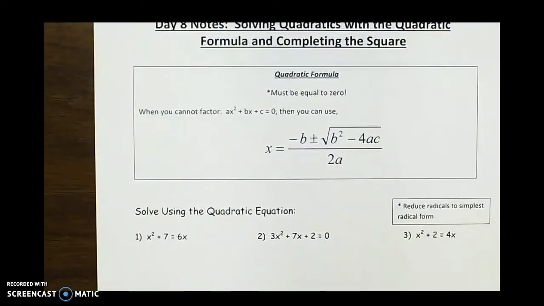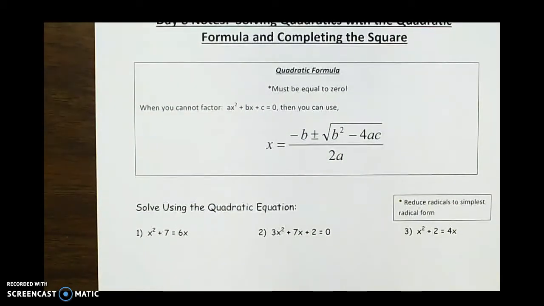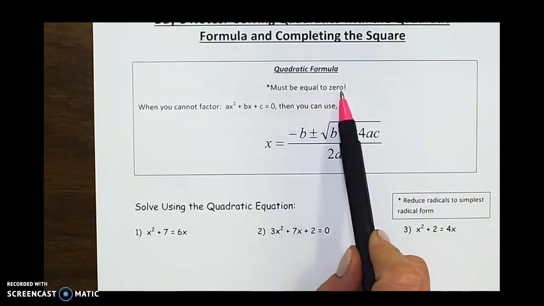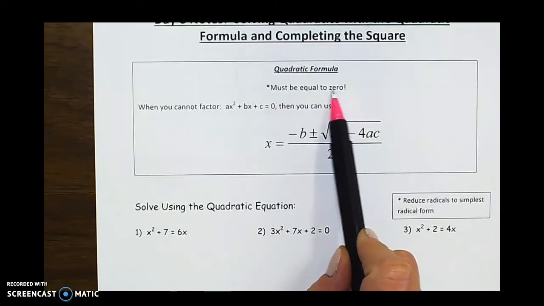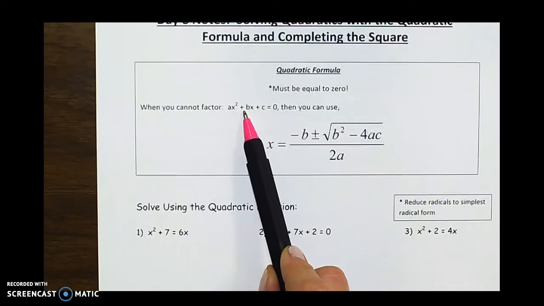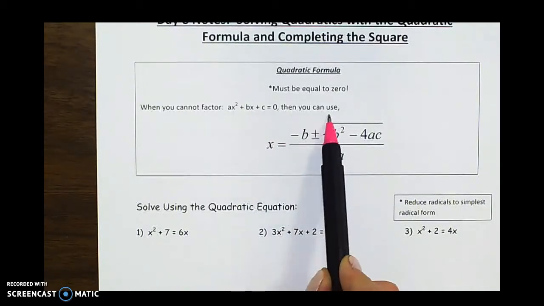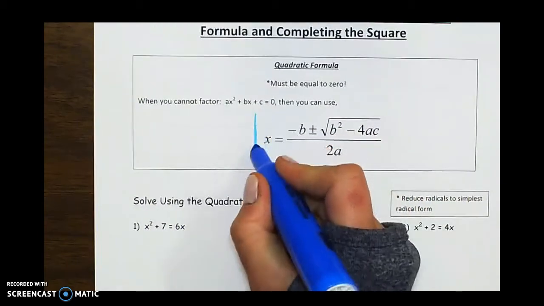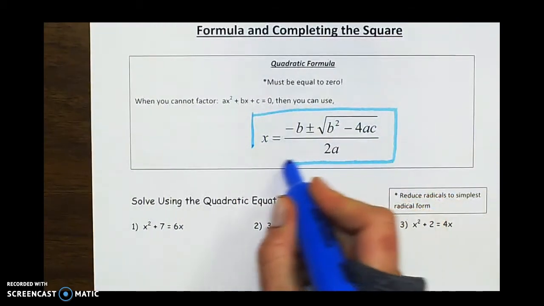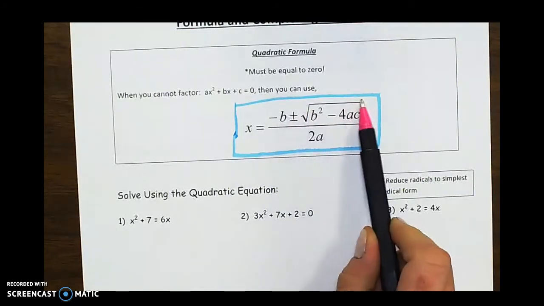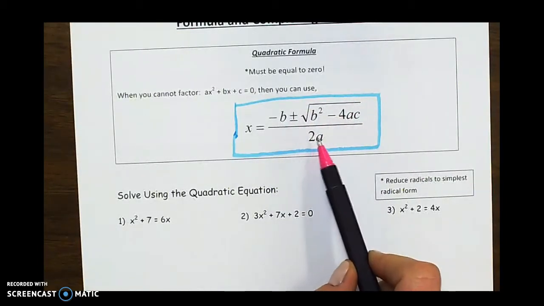We're going to focus first on using the quadratic formula. All right, so here we have our quadratic formula. If you're going to use it, you first have to have it equal to 0, just like when we did yesterday. So when you cannot factor your quadratic, ax squared plus bx plus c equals 0, then you can use the quadratic formula. Now this formula will be given to you on your reference sheet on the final exam, but you have to know to look it up.